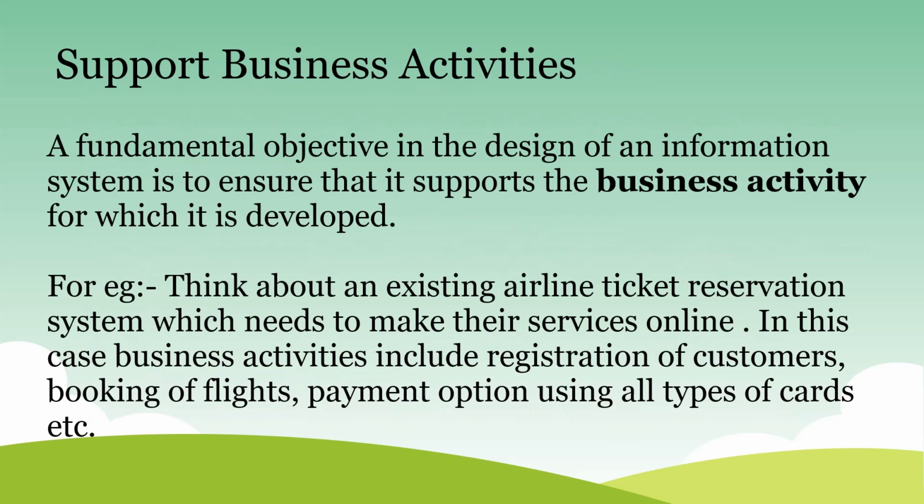A fundamental objective in the design of an information system is to ensure that it supports the business activity for which it is developed. For example, think about an existing airline ticket reservation system which needs to make its services online. In this case, business activities include registration of customers, booking of flights, payment options using all types of cards, etc. These are the basic business activities included in this particular case. So, the main objective of the system design is to support all these kinds of business activities.